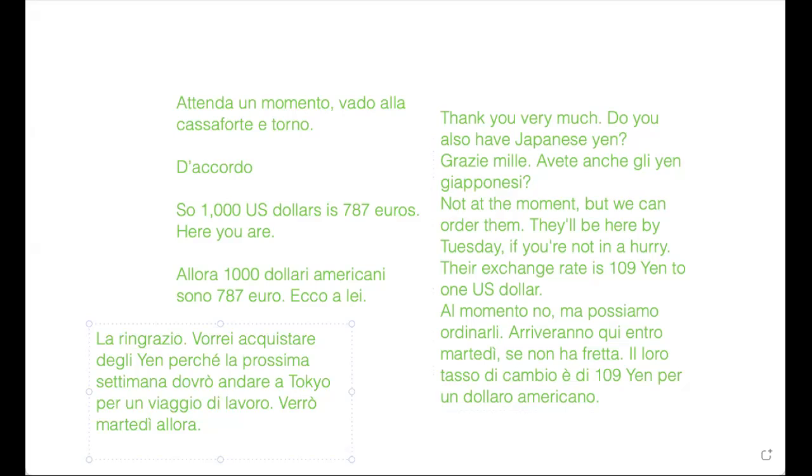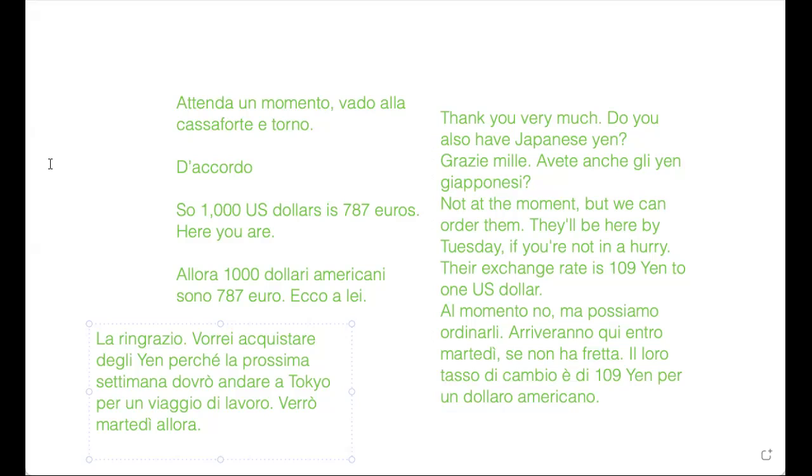Prossima settimana. Prossima, we have next. Settimana, we have week. Vorrei acquistare degli yen perché la prossima settimana dovrò andare a Tokyo. Dovrò, I have to. Go to Tokyo. Andare a Tokyo per un viaggio, for a business trip. Viaggio di lavoro, viaggio, to travel. So viaggio di lavoro, business trip. Verrò martedì allora, I'll come on Tuesday then. Is it clear to you?